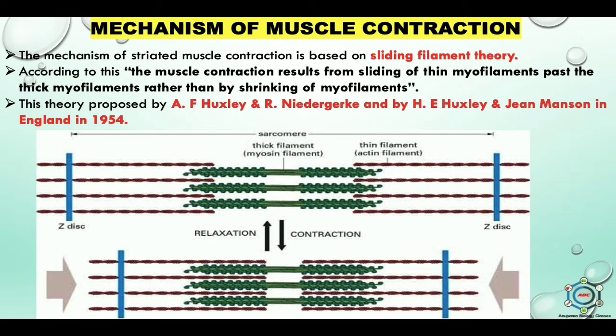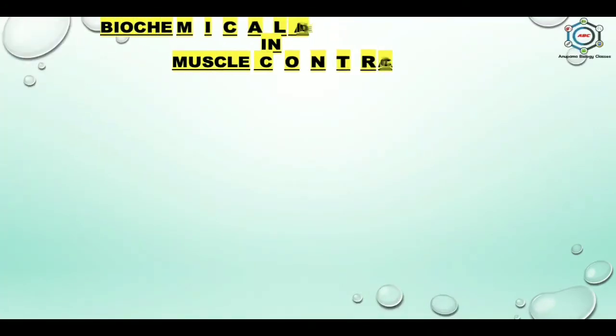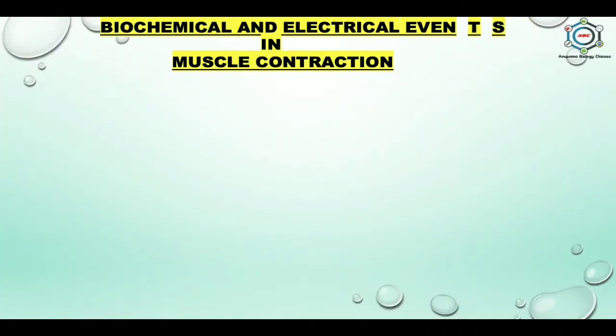After that, in relaxation, the actin filaments slide back over the myosin filaments, and because of this, every part of the sarcomere comes back to its original place. So this is the complete sliding filament theory, and after that, the biochemical and electrical events in muscle contraction. Here you can see three things. First one is stimulation, then contraction, and after that relaxation.